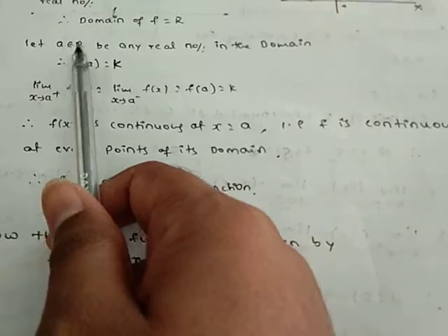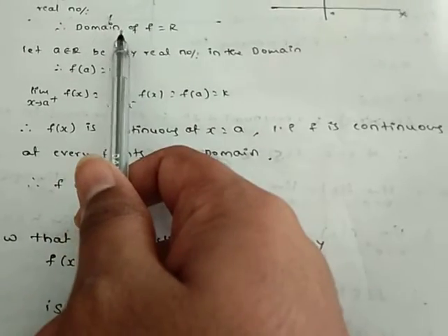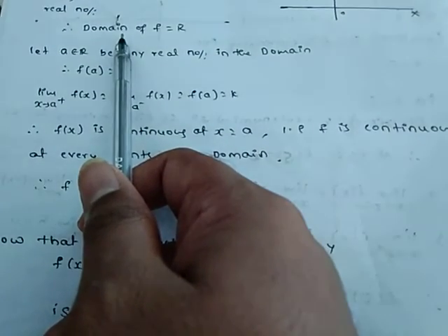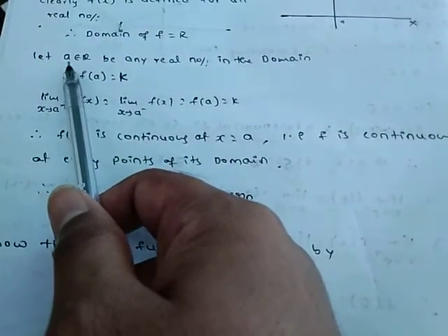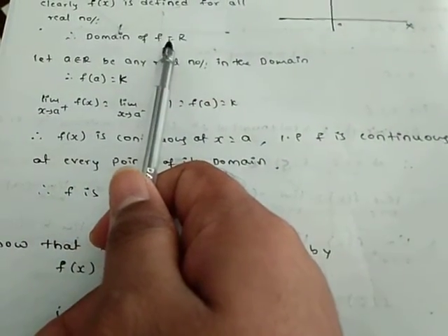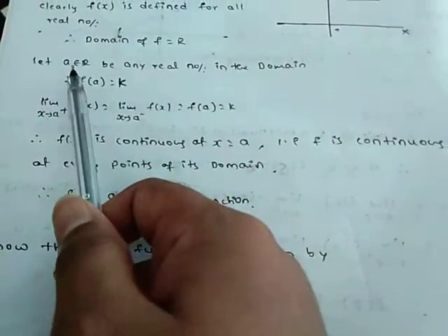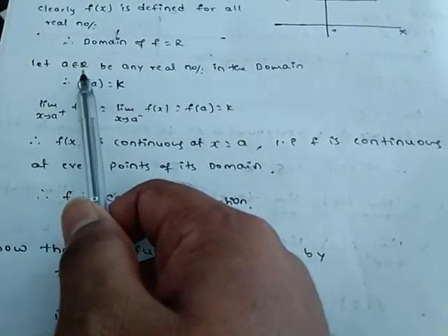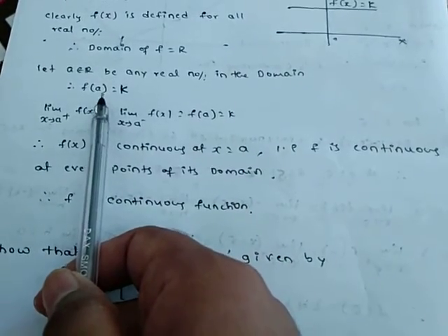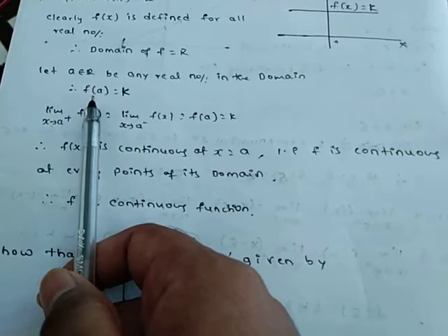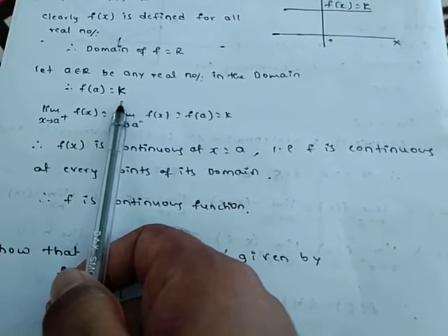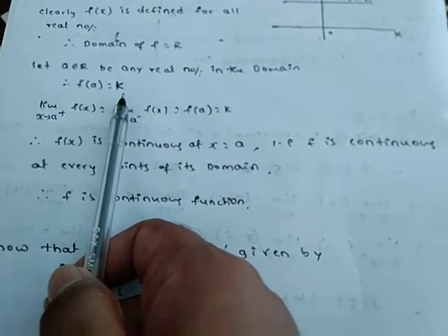Suppose we take any arbitrary constant a from the real numbers, meaning we take an arbitrary point from the domain of f. We are picking a particular point a from the domain R, because we have defined that R is nothing but the domain of f. So the arbitrary constant a belongs to R. Substituting x is equal to a, f of a is equal to k, because it is a constant function.